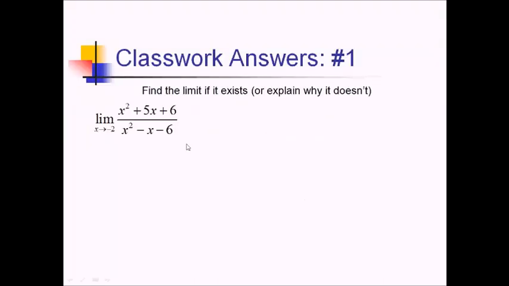For this first problem, we have the limit as x approaches -2 of this rational expression. Let's mentally check what's going to happen if I plug in -2. Up here, I'm going to have 4 minus 10 plus 6, so that's a total of 0. Down here, I've got 4 plus 2 minus 6, also 0. Since the limit of the numerator and the limit of the denominator are both 0, that means I can now use L'Hopital's rule to figure this limit out.